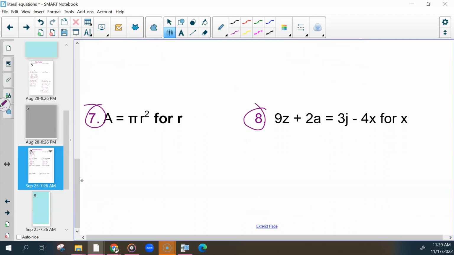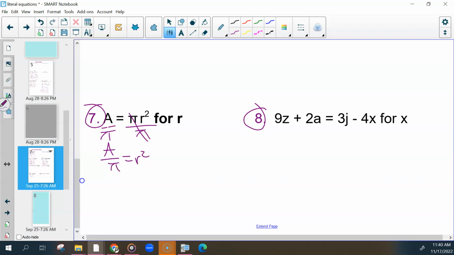For number 7, that's pi r squared. So if we're trying to get r by itself, what would we do first? Minus pi. Not minus. We're going to do something for pi though. Because these are multiplying. So my pi symbol is not that great. Make yours look however. So we have a over pi equals r squared.